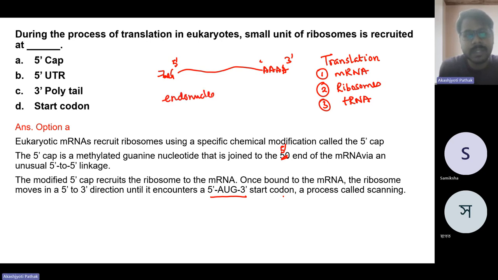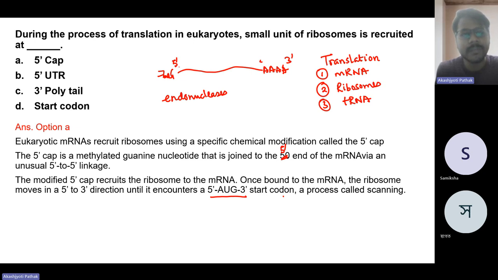These endonucleases are basically enzymes, right? So for their activity, they will require a 5' free end or 5' free nucleotide, so that they can act on this free nucleotide and chew it up, right?